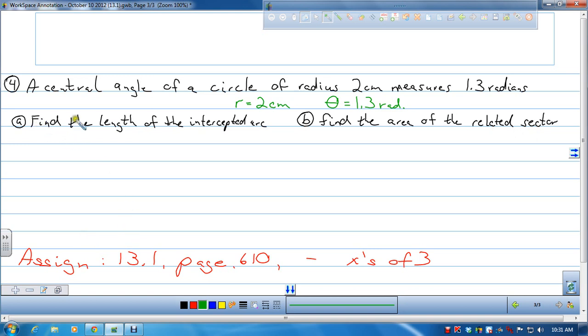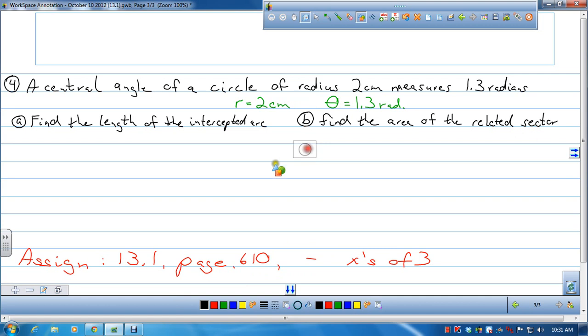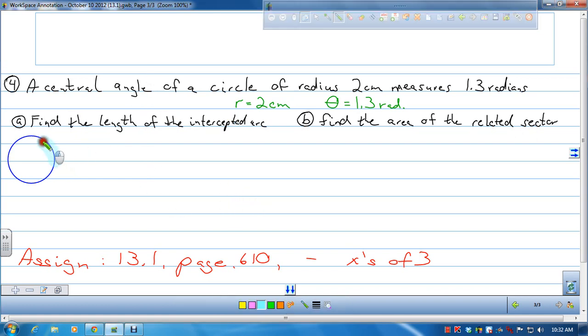Okay, so moving on, we're going to find the length of the intercepted arc. So when we think about that, whoops, that was not a good circle at all. I could use my shapes, I suppose. Go down here and grab a circle. Oh, look at that. That's much better. Although let's make it blue. Okay, so when I'm thinking about this, I want to find the length of the intercepted arc. I should know that I'm looking for some arc length right there.